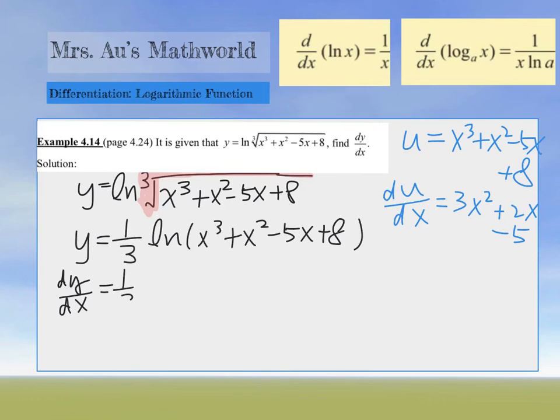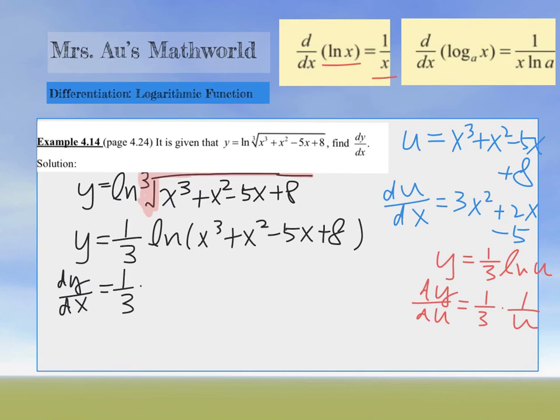So 1 over 3 multiplied by the thing we're going to differentiate. Remember, this one we can change it to anything. So this time, I say the u here, and you get y equals 1 over 3 log u. Then if we differentiate it with respect to u, this is 1 over 3 times 1 over u.